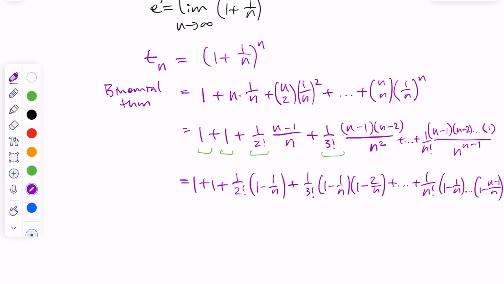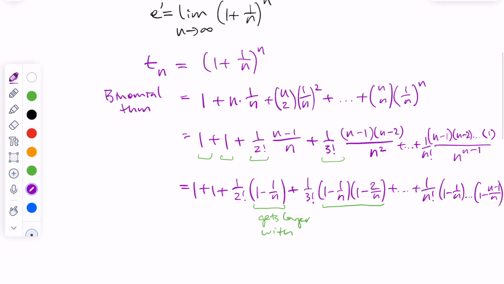Now we see that if n increases, this term in the brackets gets closer to 1, so it gets larger. So it gets larger with n, and so do each of these terms. And at the same time as n gets larger, we have more terms. So if we have more terms and each of the terms gets larger, then the whole thing gets larger. So therefore, Tn is monotonically increasing. So that's the first requirement.